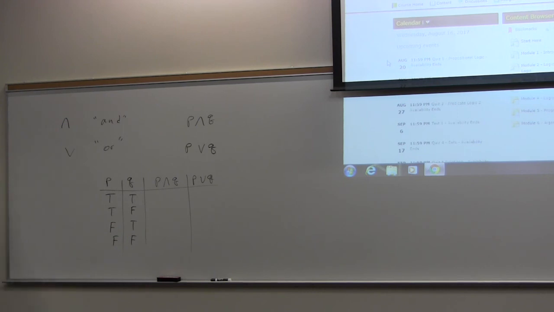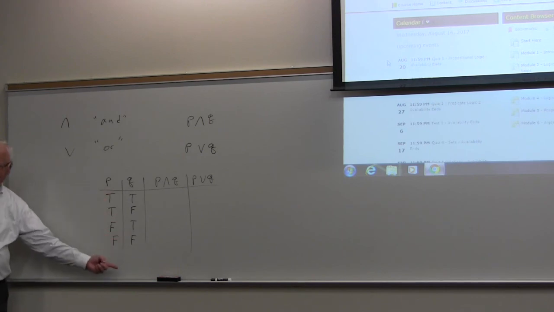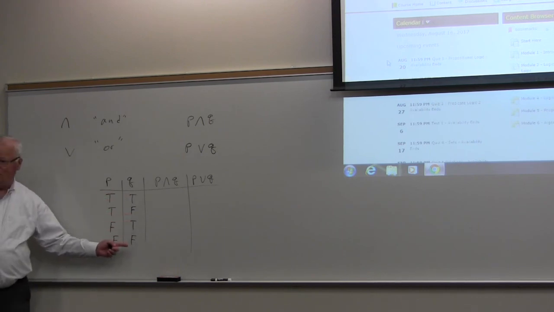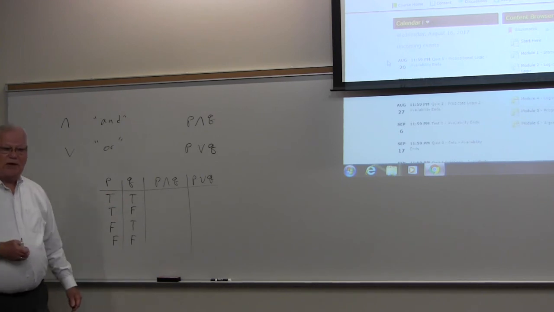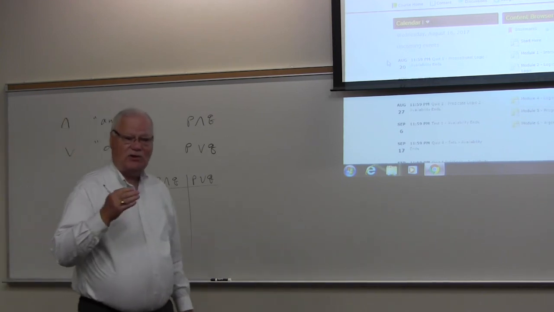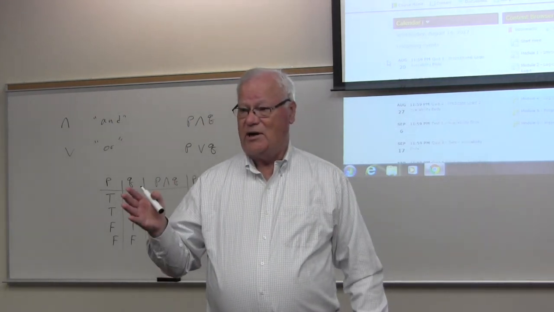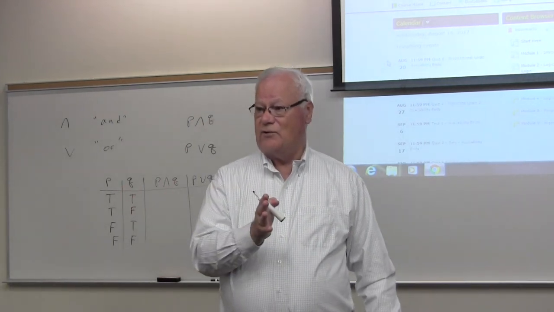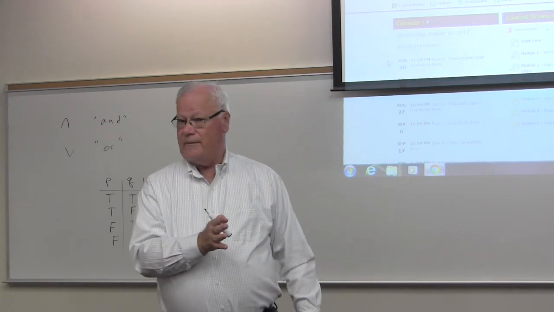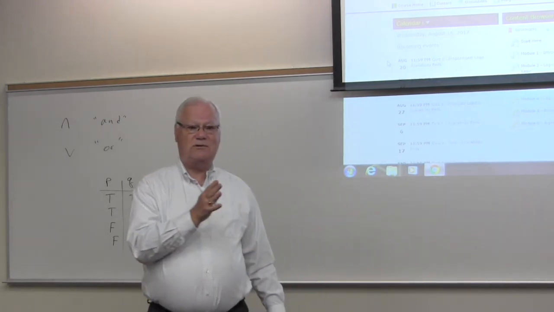And the reason I say that is if I had R, a third proposition, I would end up with eight rows. And that would be four T's and four F's. Two T's, two F's, two T's, two F's, and then T, F, T, F, T, F, T, F. Okay? That's a way to put the truth table together. The only reason for that is you'll know at the end you've got every combination of T and F for those variables. Let's see. Question?